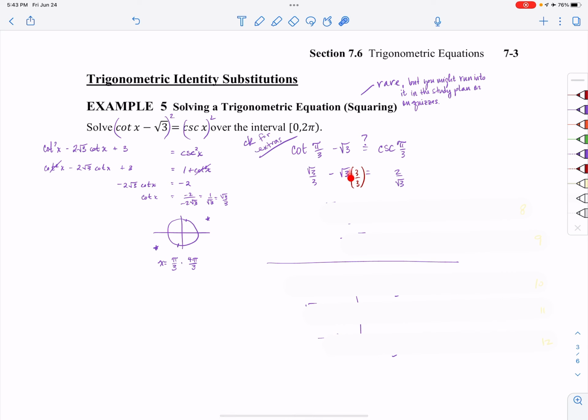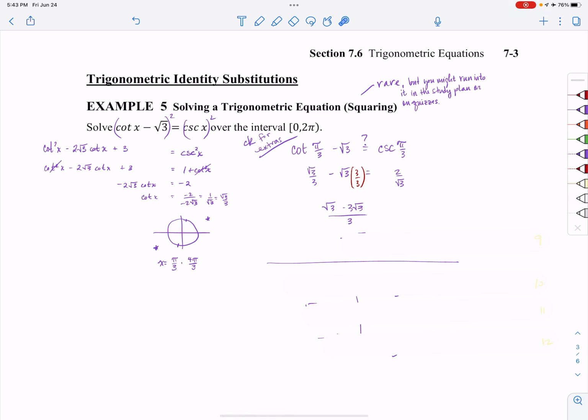What I did in here is get a common denominator so that I can subtract these two. So my common denominator is a 3, so I'm just multiplying by 3 over 3. So my common denominator then is a 3 on the bottom. My numerator here is root 3, and my new numerator here is negative 3 root 3.